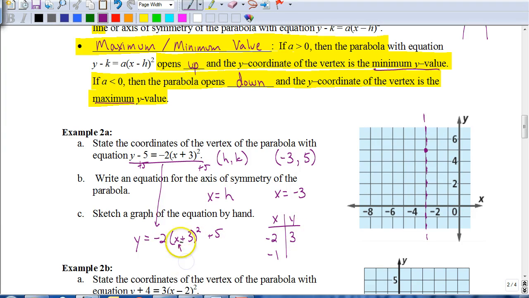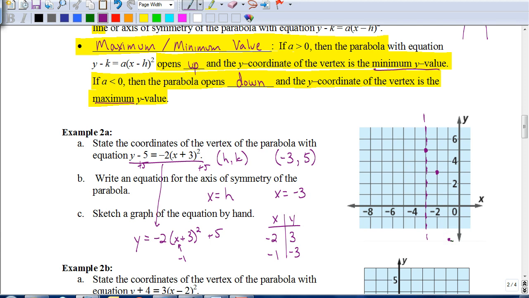Now I'm going to put negative 1 in here for x. Negative 1 plus 3, well, that's 2. 2 squared is 4. Multiply that times negative 2, and I get negative 8. Negative 8 plus 5 gives me negative 3. So now we're going to graph these 2 points. Negative 2, positive 3. Negative 1, negative 3. That's going to be down here.